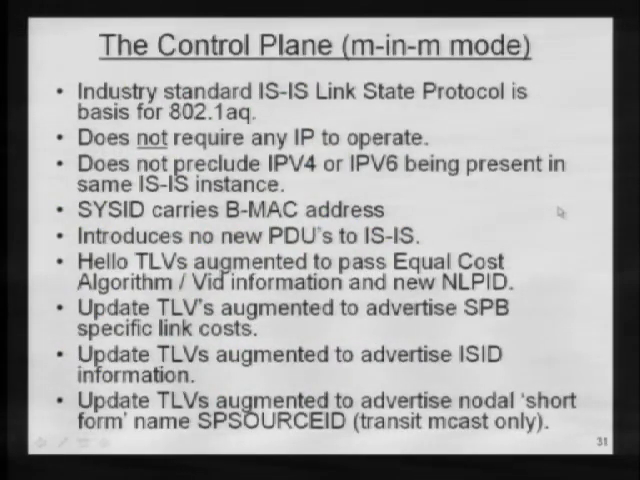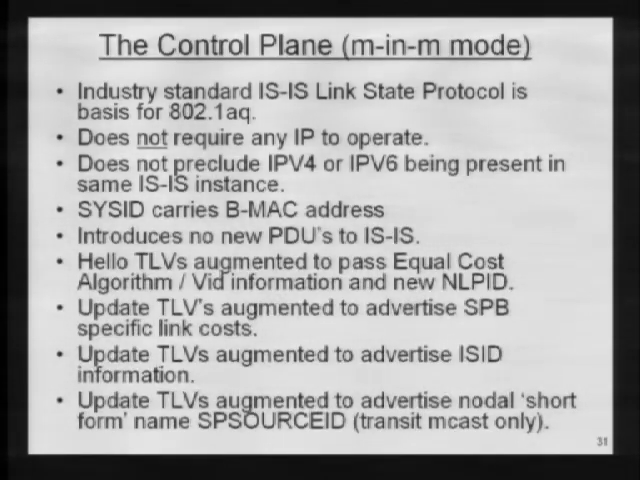The actual control plane protocol, like I said, is ISIS. It doesn't require us to use IP to operate. That's why we picked ISIS. However, it doesn't preclude the use in parallel of IPv4 or v6 or anything else that ISIS is capable of carrying. The sysid essentially carries the VMAC, the box MAC address if you're running it standalone. There are no new PDUs or any real substantive changes to ISIS except the addition of 8 new TLVs.